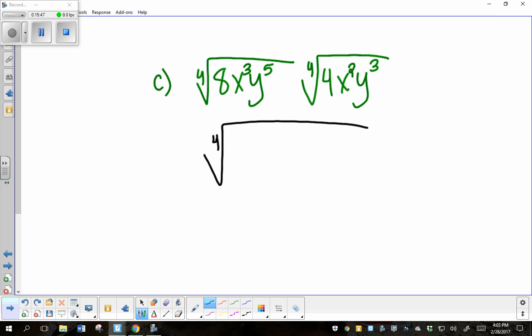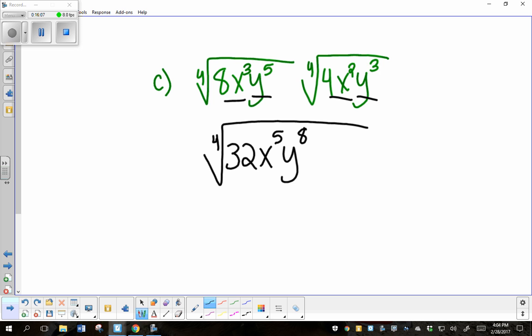So in here, let's see, 4 times 8 is 32. X to the 3 times x squared is x to the 5, because I'm adding up those exponents. And y to the 5 times y to the 3 is y to the 8th, because I added up 5 and 3.